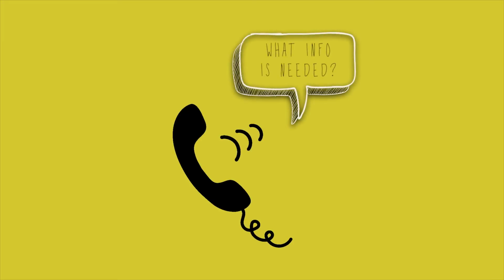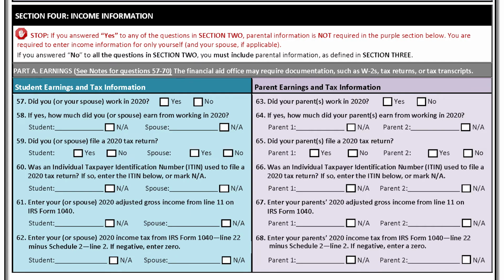Remember, prior to submitting the TASFA, you should ask a financial aid officer at the college you want to attend what additional information you need to submit. Step 4 is the Income Information section. If you earned income during the year, this is where you'll enter your income information.